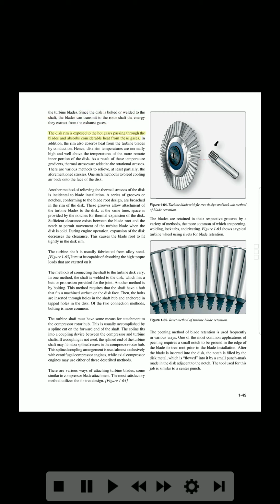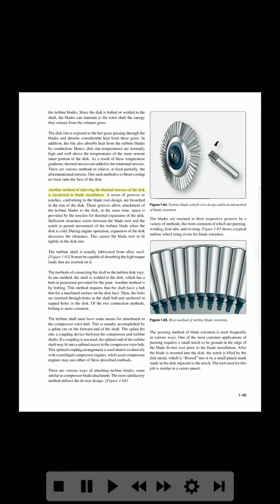The disc rim is exposed to the hot gases passing through the blades and absorbs considerable heat from these gases. In addition, the rim also absorbs heat from the turbine blades by conduction. Hence, disc rim temperatures are normally high and well above the temperatures of the more remote inner portion of the disc. As a result of these temperature gradients, thermal stresses are added to the rotational stresses. There are various methods to relieve, at least partially, the aforementioned stresses. One such method is to bleed cooling air back onto the face of the disc.